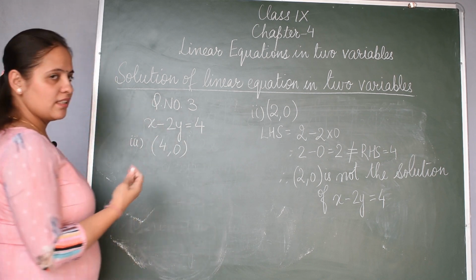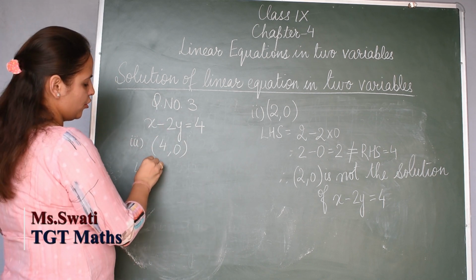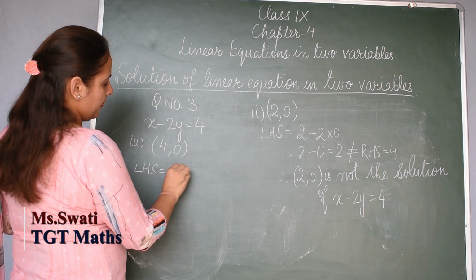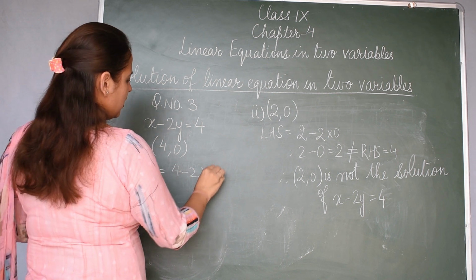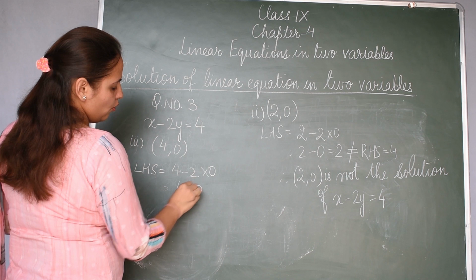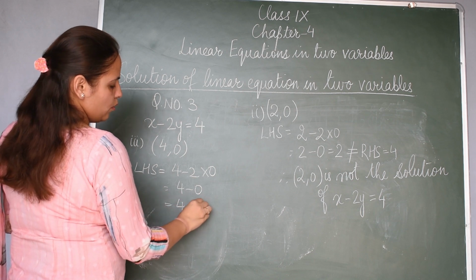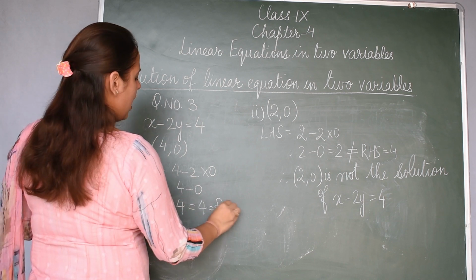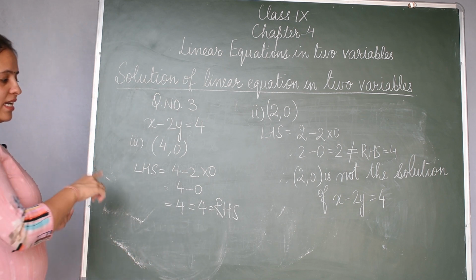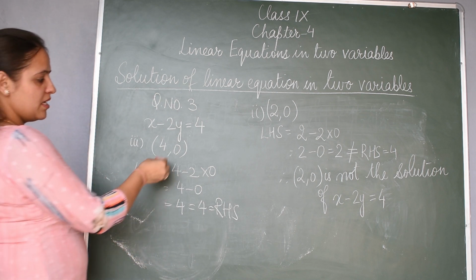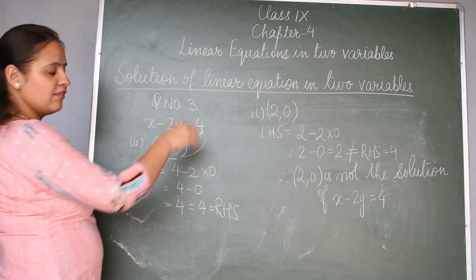You need to check whether this is the solution or not. Let's substitute in the left hand side. So 4 minus 2 into 0 is 4 minus 0, which is equal to 4, which is equal to RHS. So now LHS is equal to RHS. That means this satisfies the given equation.